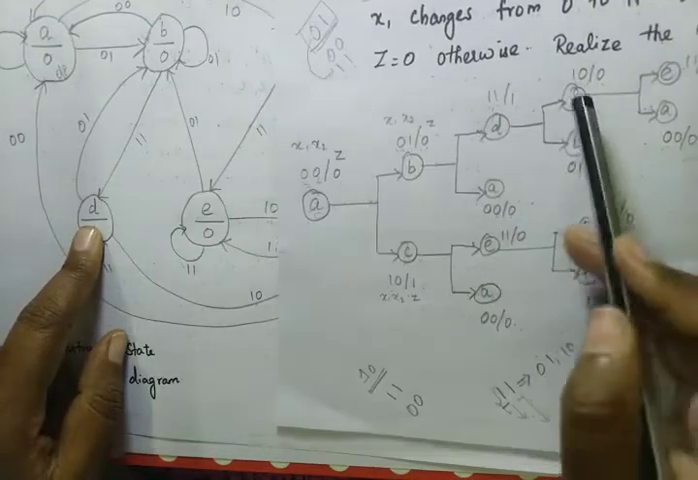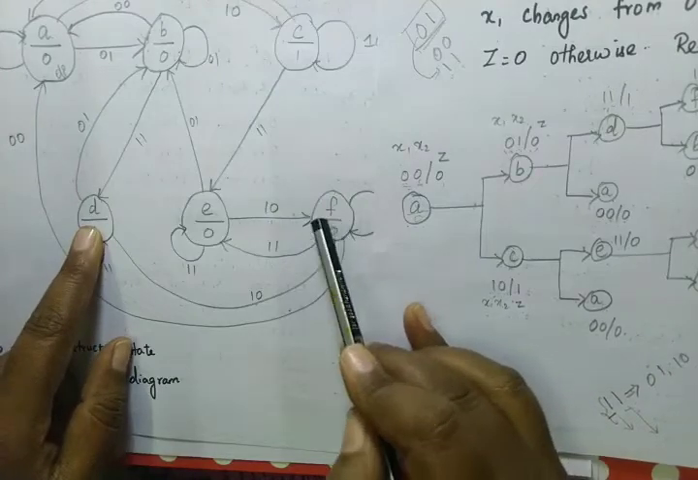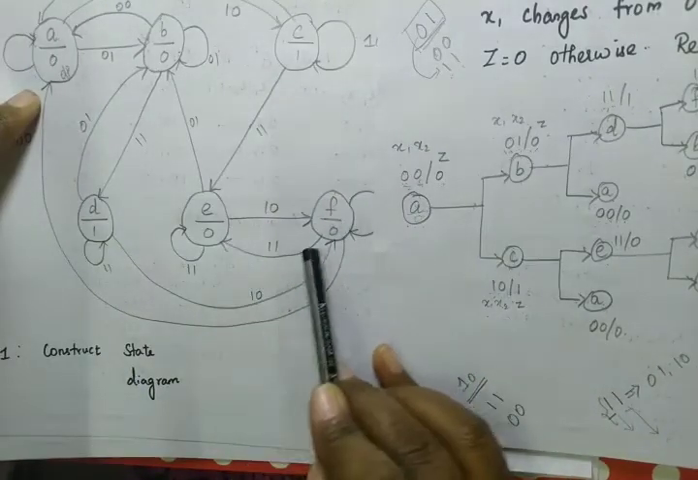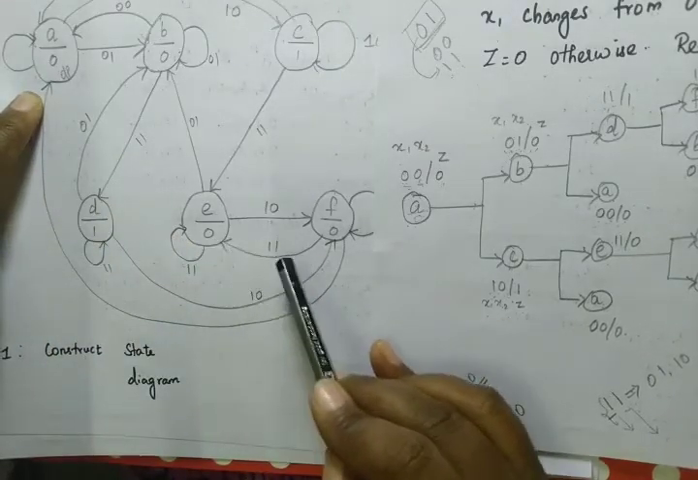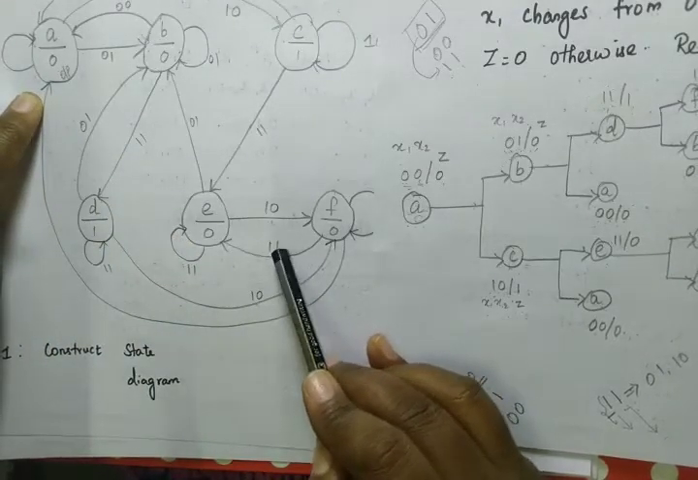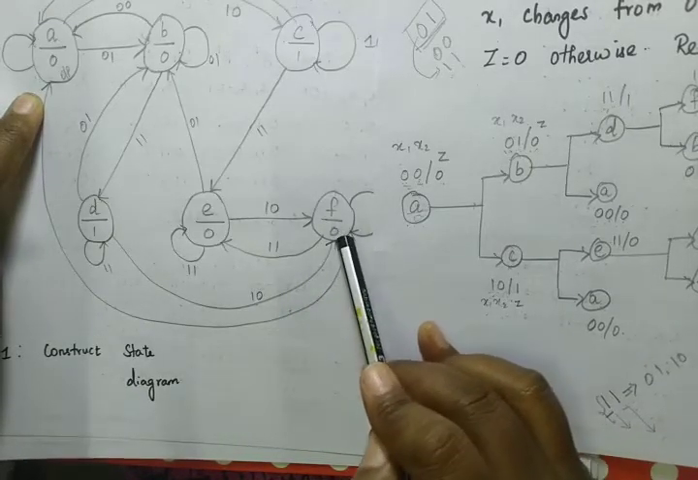Next, F will move to E and A. F present state, it will move to E and A. So here we have E and here we have A. So we have to check these arrow marks, and this 1 1 represents states, and the slash numbers we have written represent the output state.